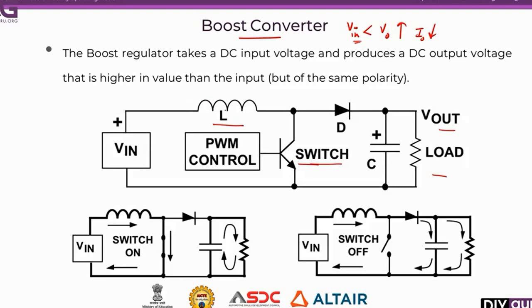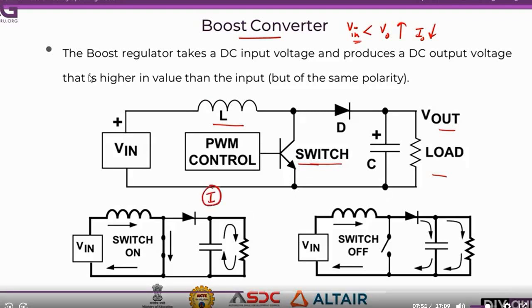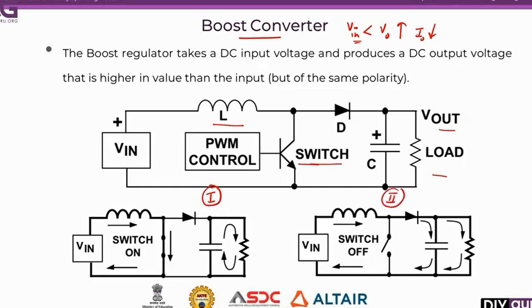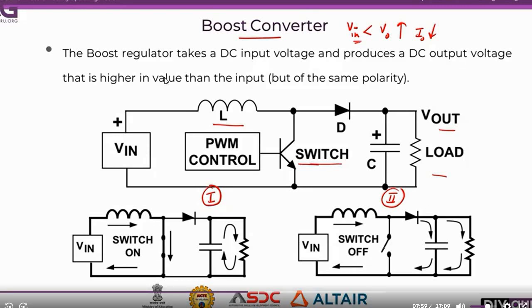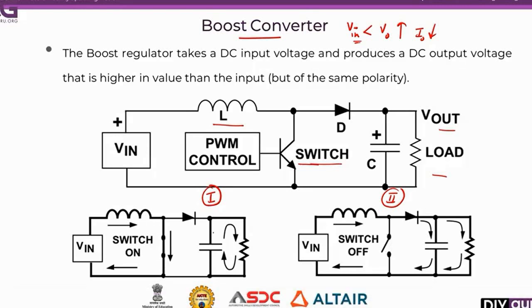Also we have an inductor here. We have two modes of operation, mode 1 and mode 2. Mode 1 is when the switch is in the on state. Mode 2 is when the switch is in the off state. We will see mode 1.